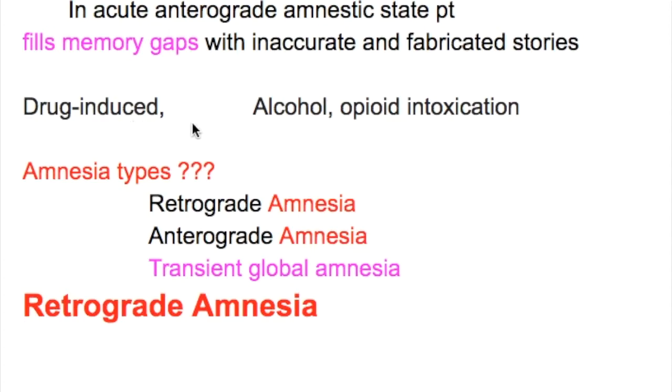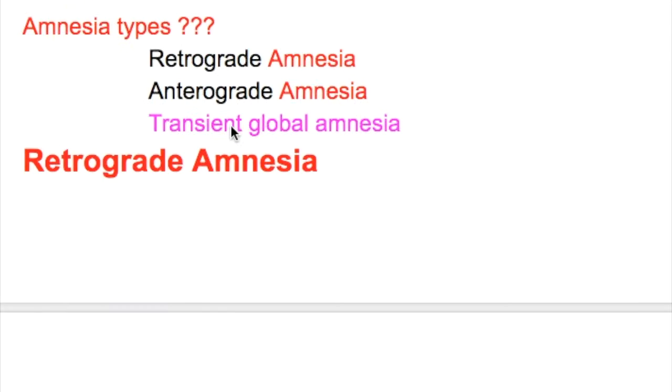Drug-induced examples of amnesia are alcohol intoxication and opioid intoxication. What are the different types of amnesia? Retrograde amnesia, anterograde amnesia, and transient global amnesia.